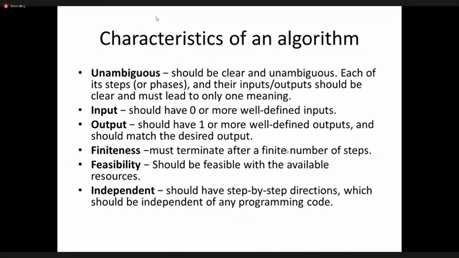Characteristics of an algorithm. The first characteristic is that it should be unambiguous. That means it should be clear and unambiguous, clear for the processing. Each of its steps or phases and their inputs and outputs should be clear and must lead to one meaning, right?